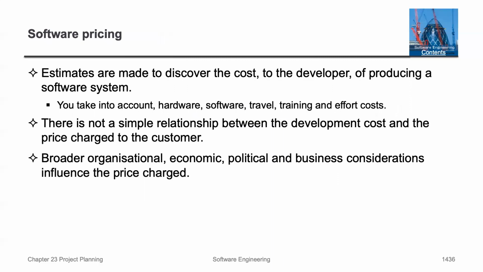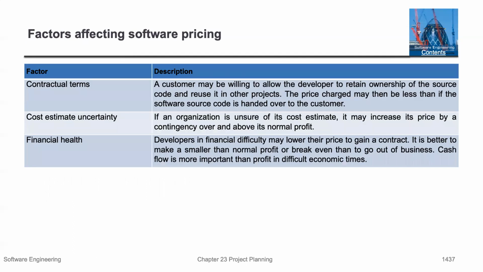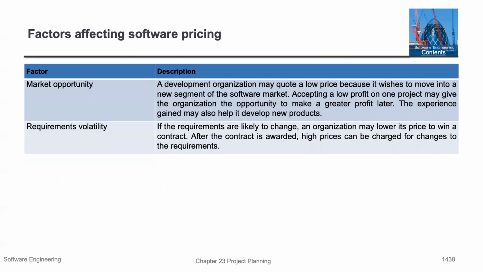What about the pricing? Software pricing estimates are made to discover the cost to the developer of producing a software system. There is not a simple relationship between the development costs and the price charged to a customer. Broad organizational, economic, political, and business considerations influence the price charged. Here are some factors that affect software pricing: contractual items, cost estimation uncertainty, and financial health. Those are things that you need to be aware of.